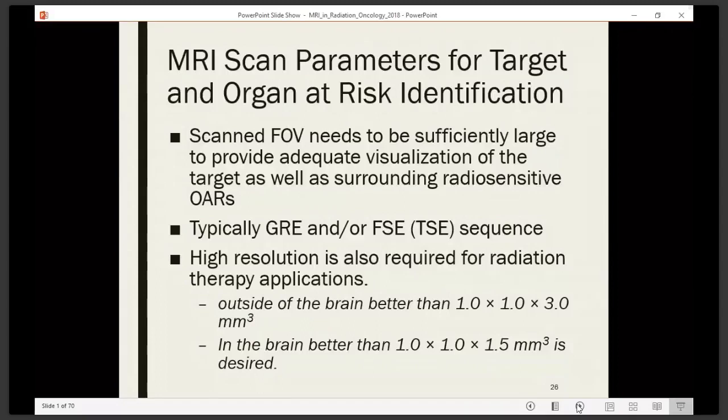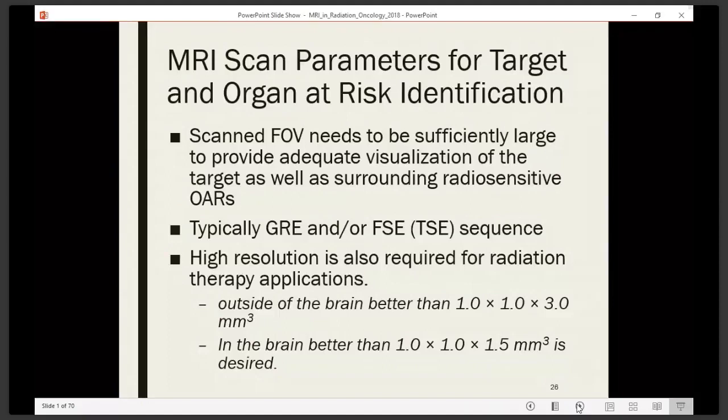So in general, in most cases, when we're doing MRI for radiation therapy, there's a few things that we need that we don't need in a standard diagnostic study. One is we need typically large fields of view to provide adequate visualization of the target as well as the surrounding radiosensitive organs at risk. And then typically we'll want to do 3D isotropic imaging, so we'll use gradient echo or fast spin echo pulse sequences, and we'll want it to be very high resolution.